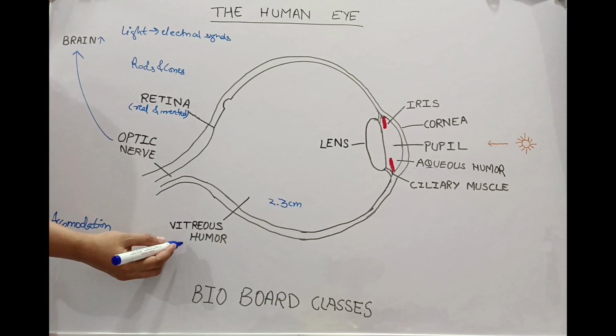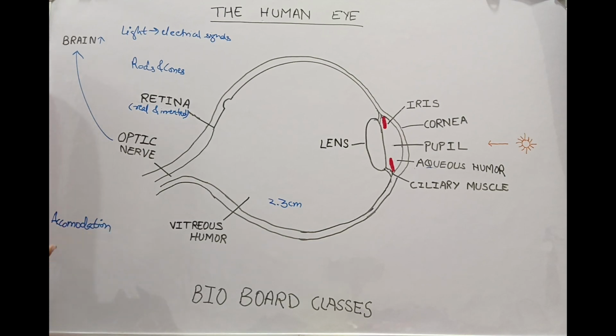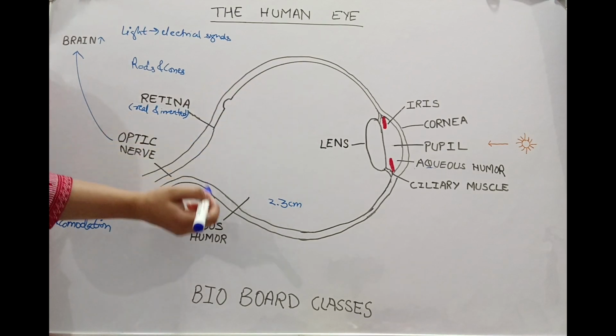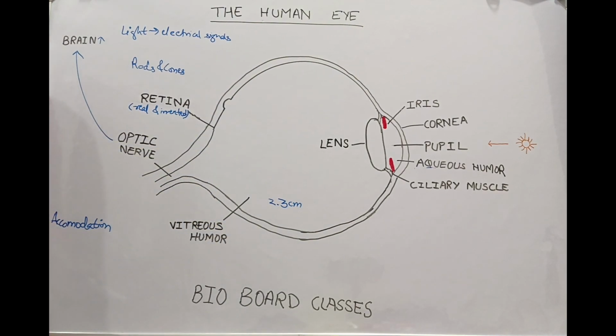Second is vitreous humor. It is a thicker jelly-like substance that fills the larger space behind the lens all the way up to the retina. It helps in keeping the eye its round shape.